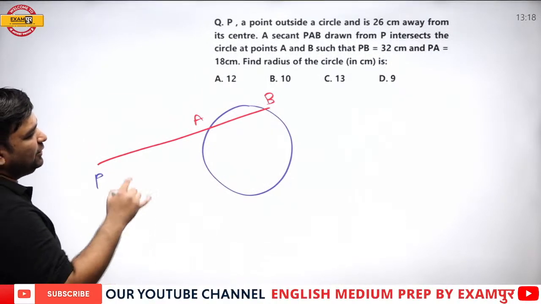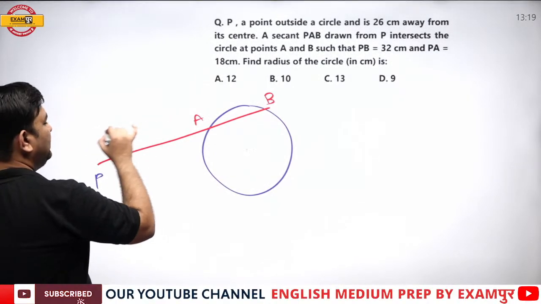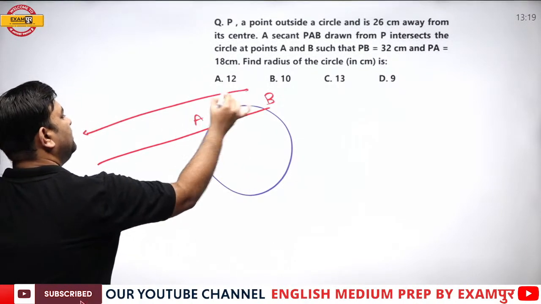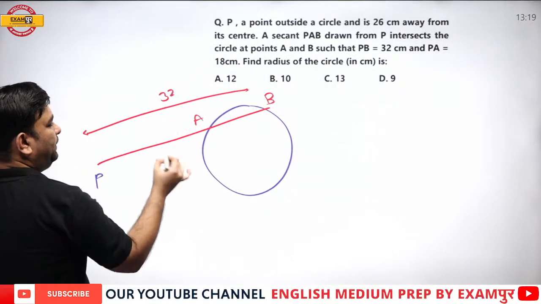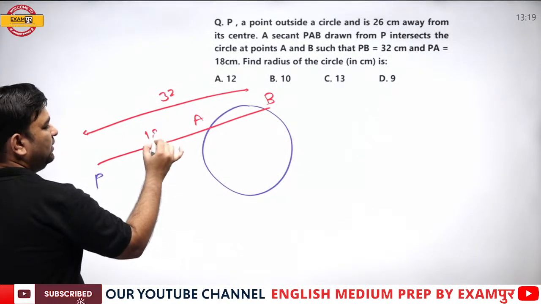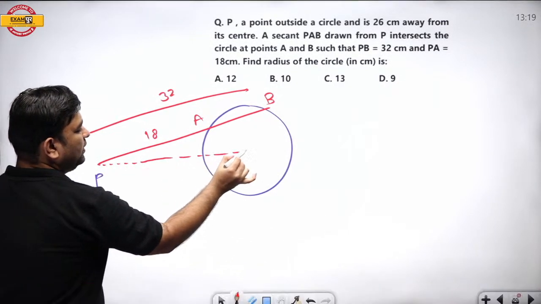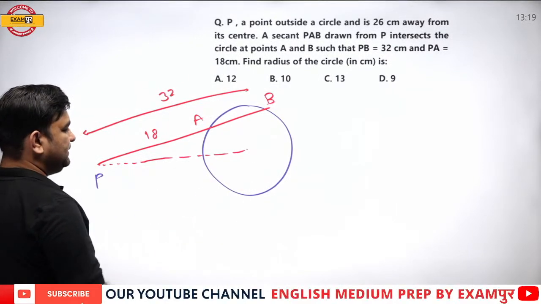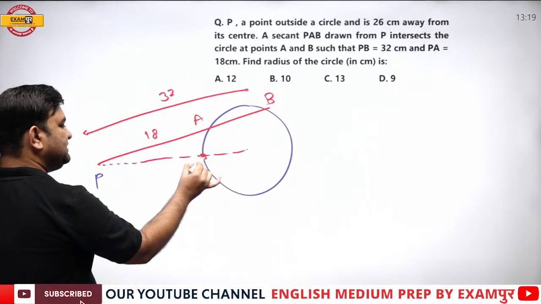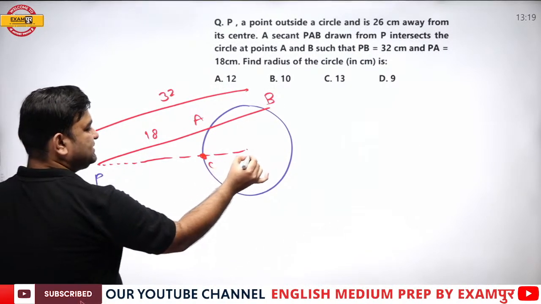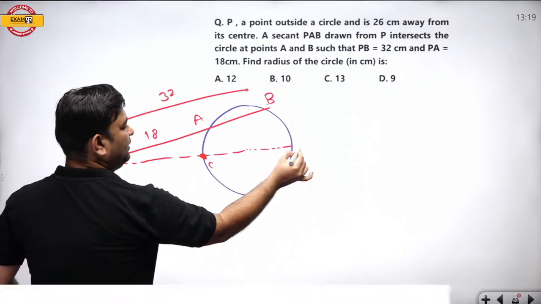Such that it intersects at point A and B. PB is known as 32. PA is known as 18. This distance is also known, it's 26. Assume this point as C, and extend this line till D.